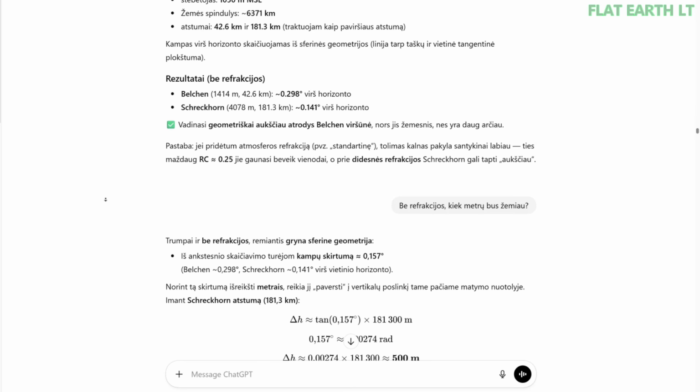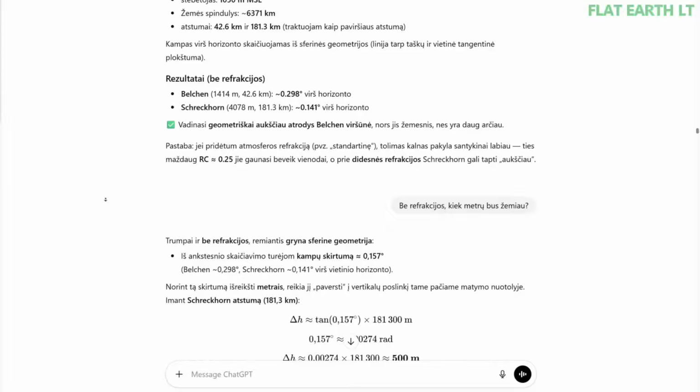Results without refraction: Belchen, 1,414 meters, 42.6 kilometers, approximately 0.298 degrees above the horizon. Schreckhorn, 4,078 meters, 181.3 kilometers, approximately 0.141 degrees above the horizon. Therefore, geometrically, the summit of Belchen will appear higher, even though it is lower in absolute elevation, because it is much closer.